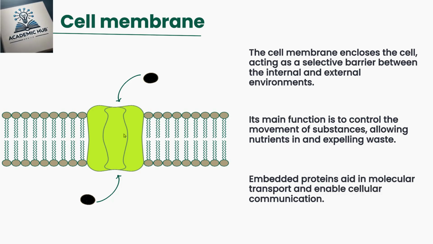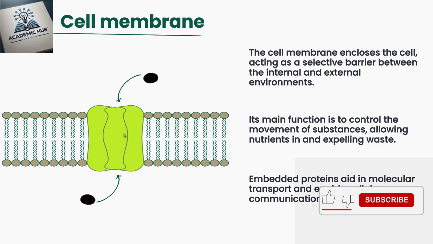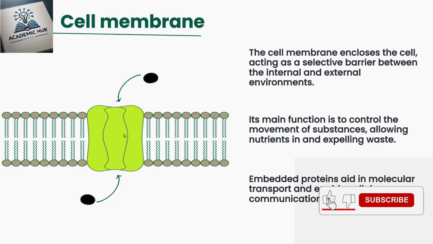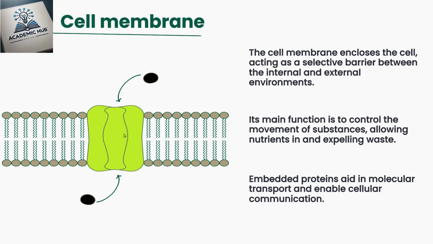Now next we will discuss an important feature of the cell membrane, that is, molecular transport mechanisms. The cell membrane employs a variety of molecular transport mechanisms to control the movement of substances. These mechanisms include passive transport, such as diffusion and osmosis, and active transport, each playing a distinct role in cellular function.